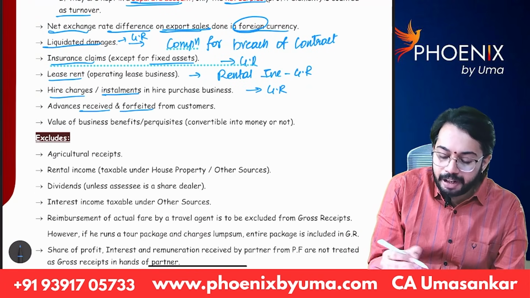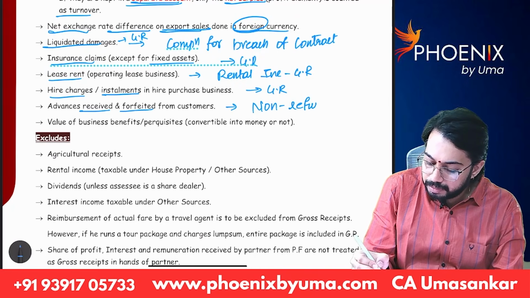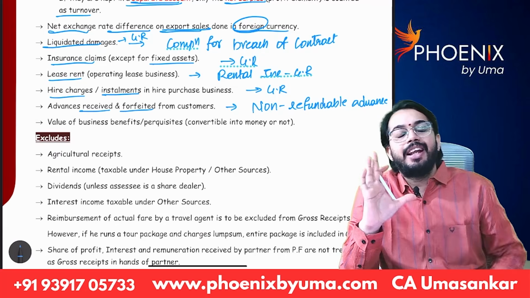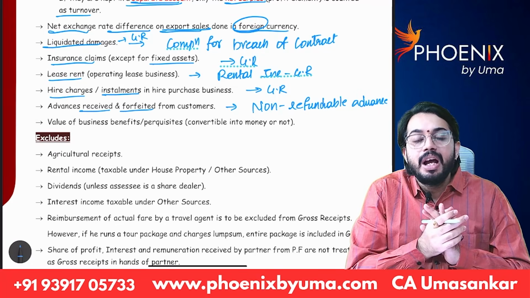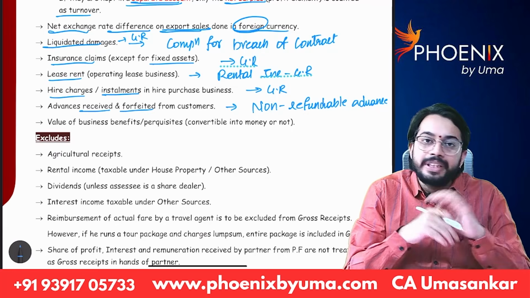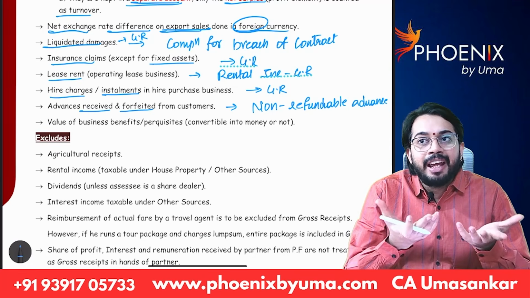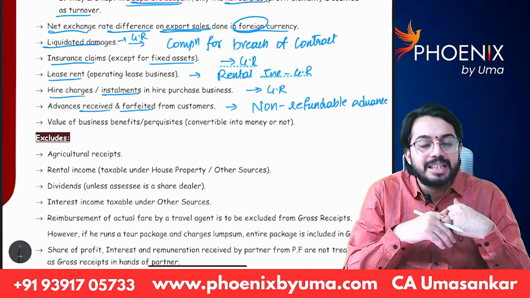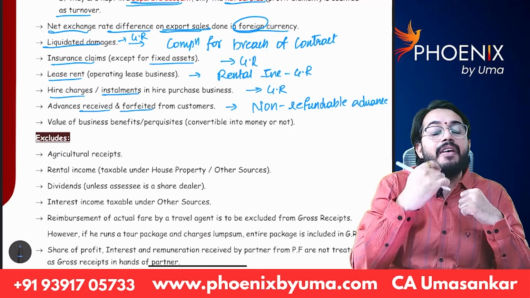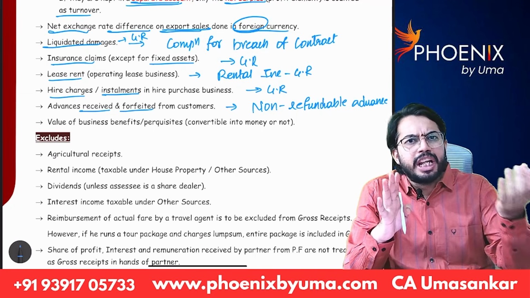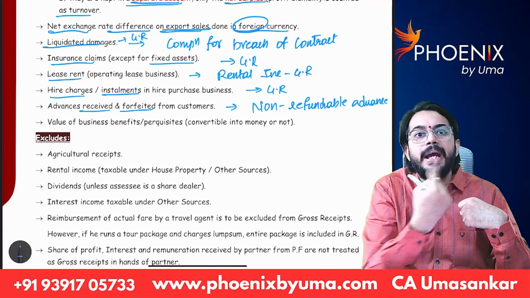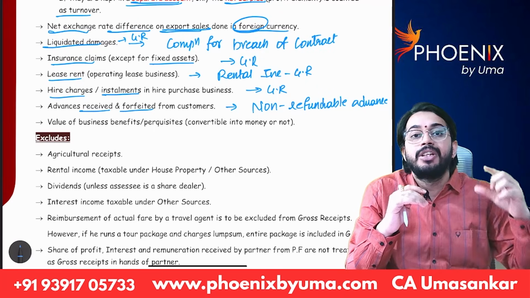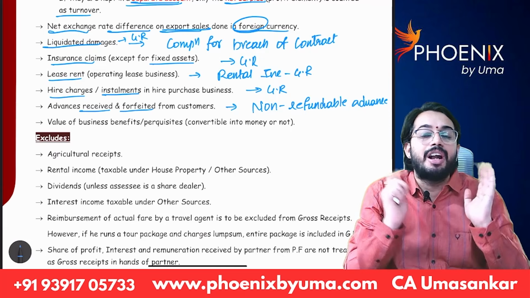Next, advance received and forfeited, it is like non-refundable advance. Let's say a party came to me, I told him I will sell 1 lakh cars to the opposite party, but how can I enter into contract? There should be some assurance, right? So the opposite party gave me 20 crores advance, I have given him assurance that after 6 months I will sell 1 lakh cars. After 6 months, he should make payment for all 1 lakh cars. If he does not make payment for 1 lakh cars, whatever advance I have taken, I will not give back to him. So that advance that I am not giving back, we call as non-refundable advance.